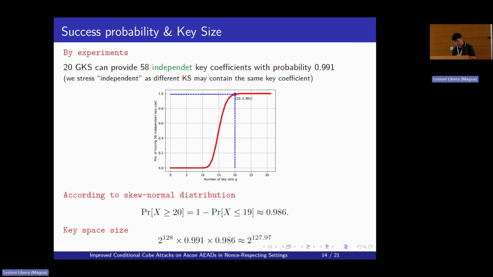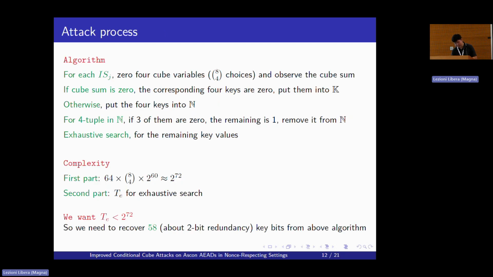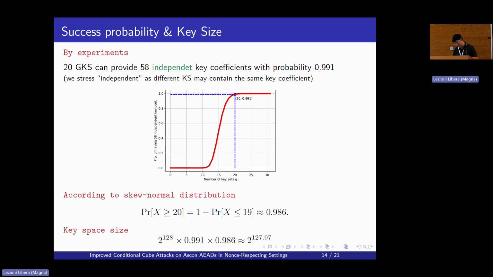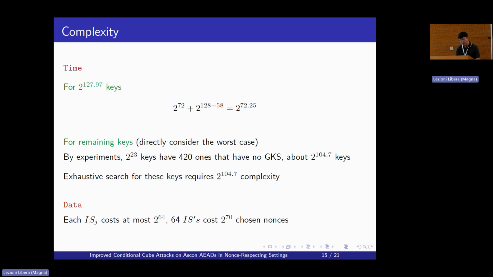According to the skew normal distribution, we find the probability that a random k can have at least 20 good k sets is 0.986. That is to say, the k space size which we can recover, with the complexity without the exhaustive search being the dominant part, is 2 to 127.97. Okay, the whole complexity is like this.